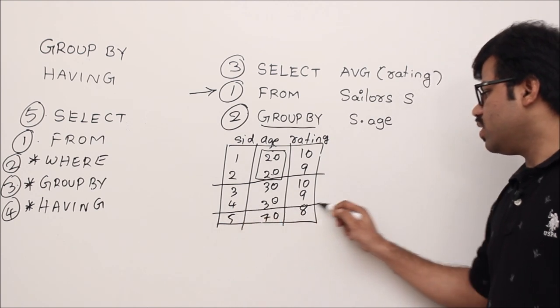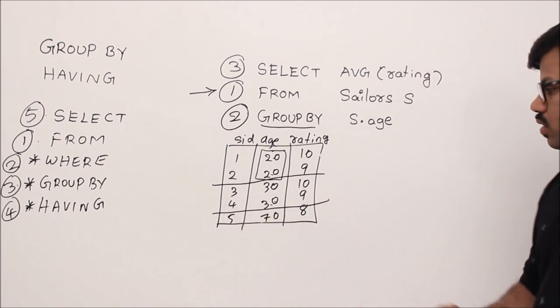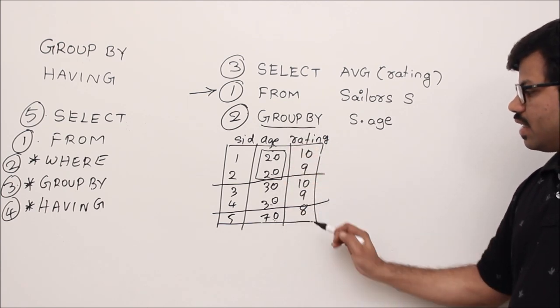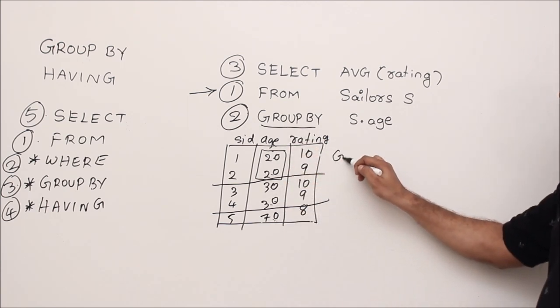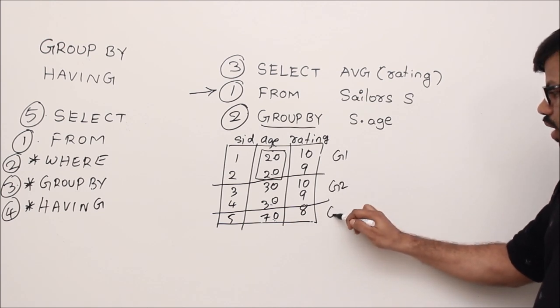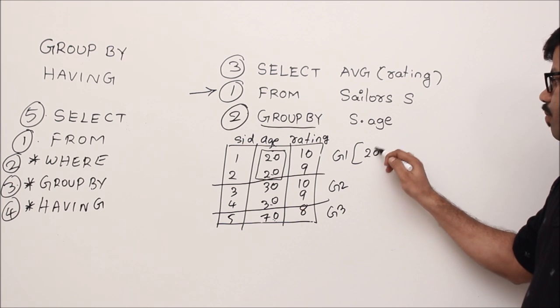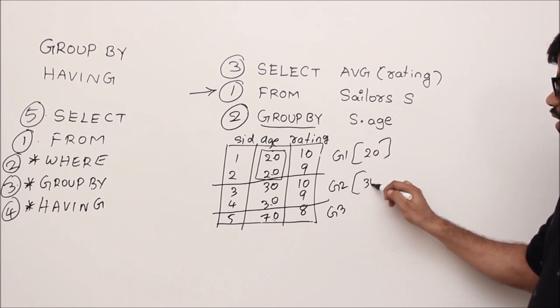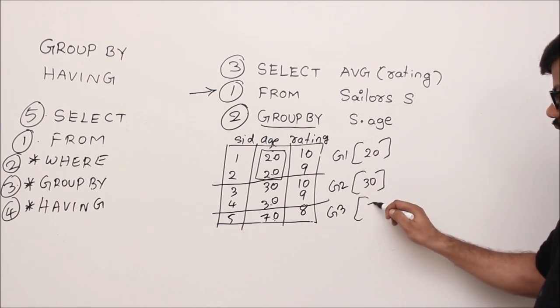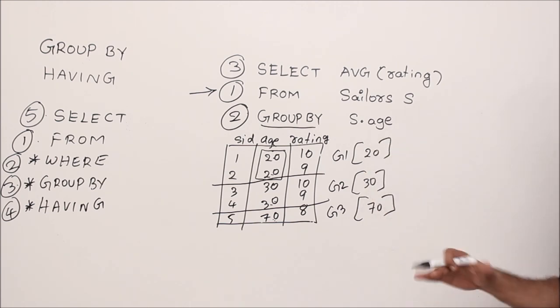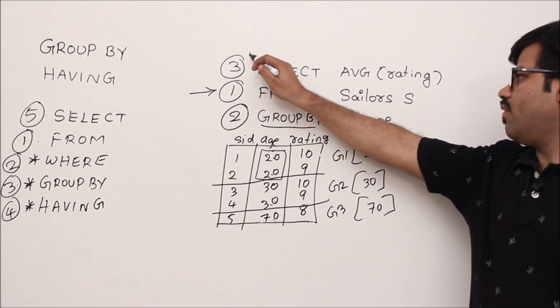In that way, these two tuples will form a group. There is only one value 70 in the age field, right? So that itself will become one group. There are now 3 groups: group 1, group 2, group 3. Group 1 is based on age value 20. Group 2 is because of age 30 people. Group 3 is because of age 70. Now, once this grouping is done, step number 3 will be evaluated.